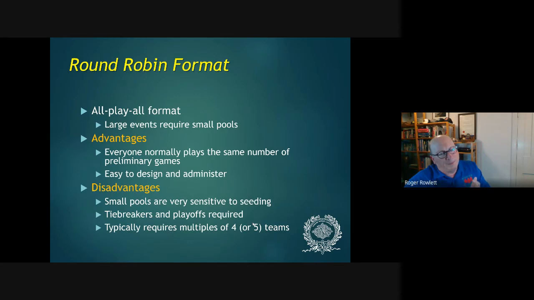And there's no question how many games you're going to play during that preliminary round. It's also easy to design and administer. Once you set the pools up, you know your schedule. You know when you're going to play and who you're going to play.